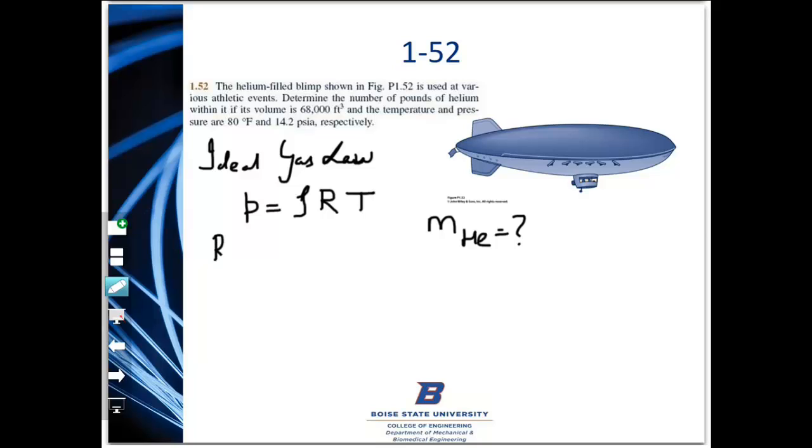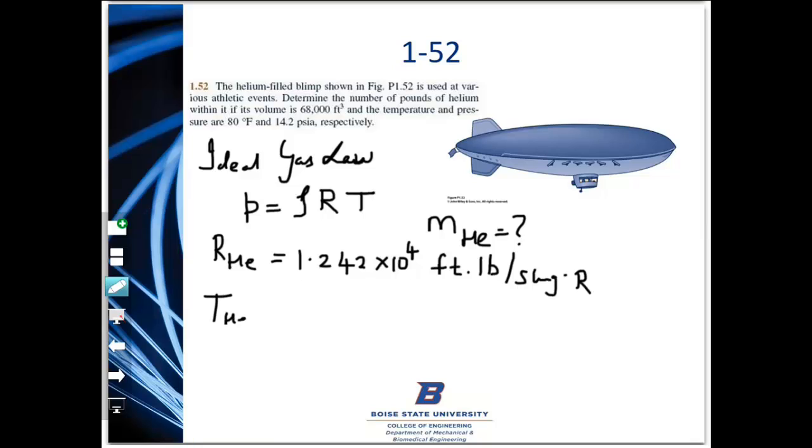We can find R for helium from the tables. R for helium is 1.242 times 10 to the 4 foot-pound per slug-Rankine. And then since these units are in Rankine, which is an absolute scale in the English system, you should convert the temperature, which is 80 F, to the Rankine scale. I'll let you look at this. It's a simple addition of a number to your Fahrenheit scale. And we know the pressure here, we know the volume.